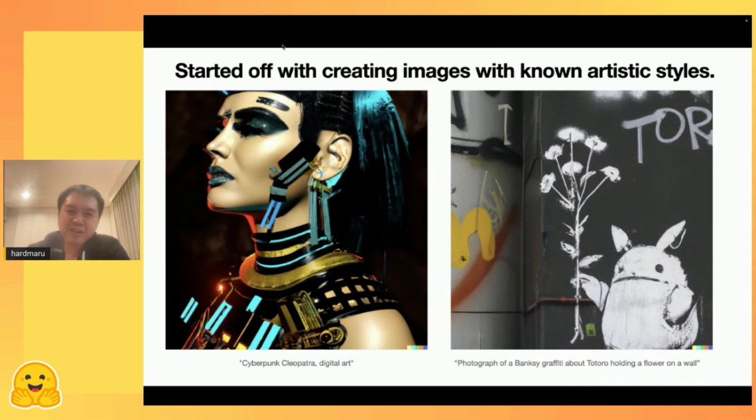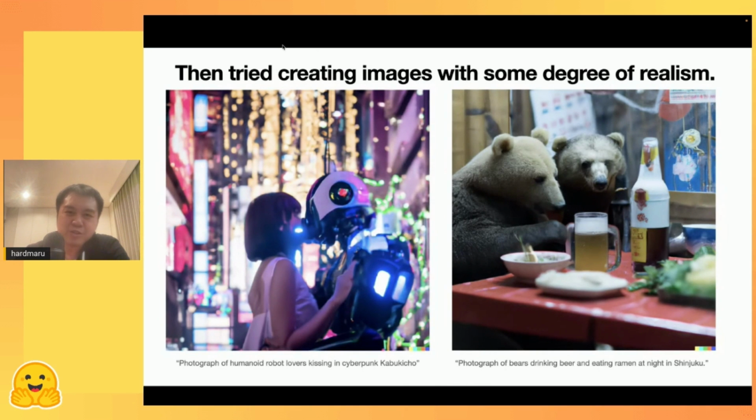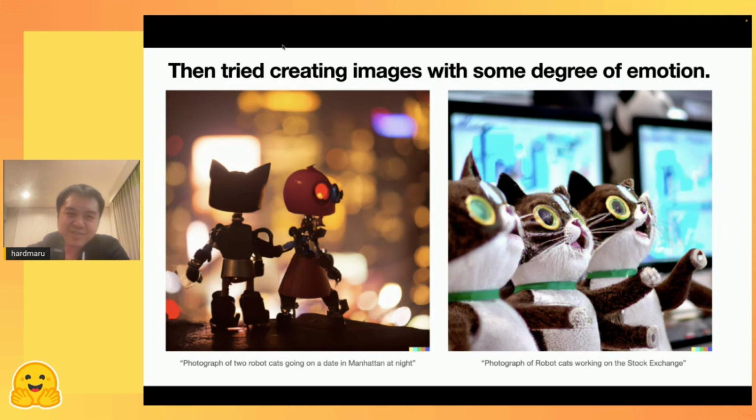And I started off making images like many of you, with known artistic styles, like cyberpunk digital art, or making Banksy images of Totoro. Then I tried to create some images with some degree of realism, but kind of like a fantasy, like robots, romance, or bears drinking beer and eating ramen in Shinjuku. These look kind of cool. And then you can try to create some images with some degree of emotion, which is possible because of the diverse datasets and the embeddings. And you can have robots dating, or cats trading on a stock market, and so on.